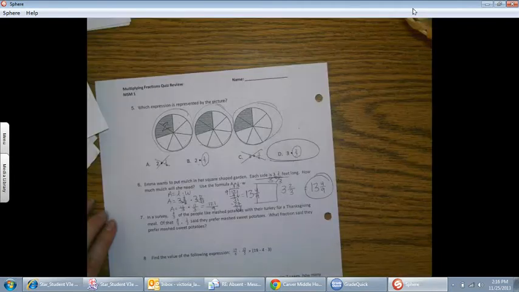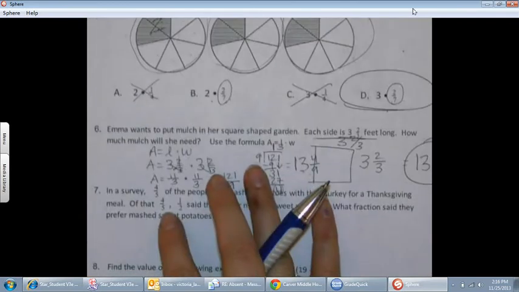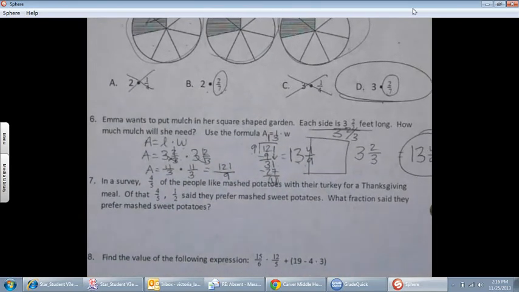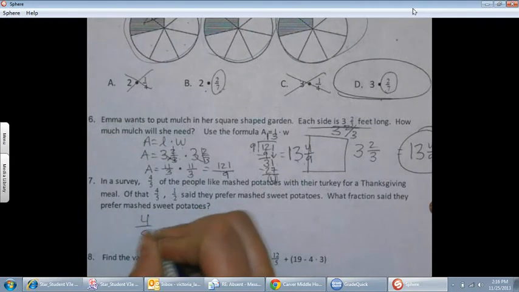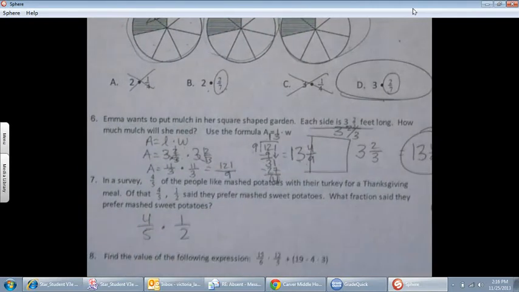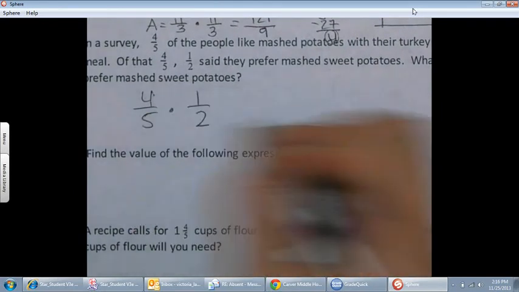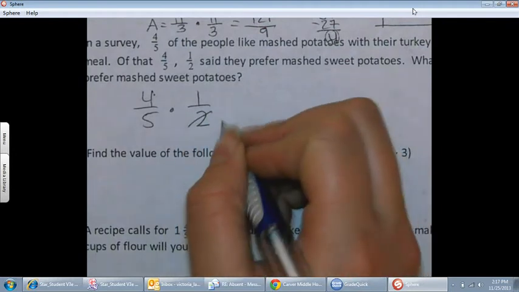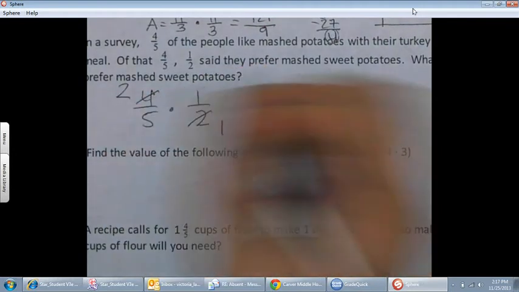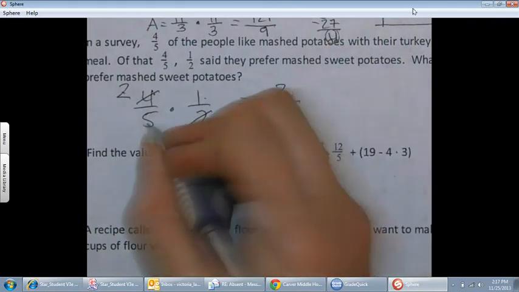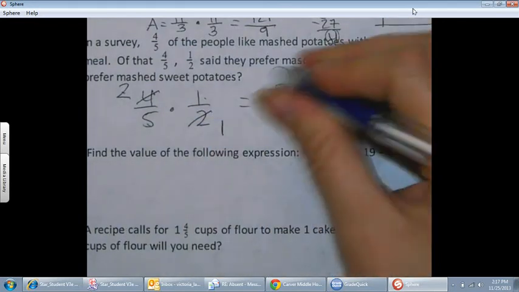All right, so now, in a survey, 4/5 of the people like mashed potatoes with their turkey for Thanksgiving. Of that 4/5, a half of them said they preferred sweet mashed potatoes. What fraction said that they preferred sweet mashed potatoes? So we're going to do 4/5 times a half. Immediately, you should be able to see that the 4 and 2 have 2 in common. So 2 divided by 2 is 1, 4 divided by 2 is 2. 2 times 1 is equal to 2, and 5 times 1 is equal to 5. So 2/5 prefer sweet mashed potatoes.